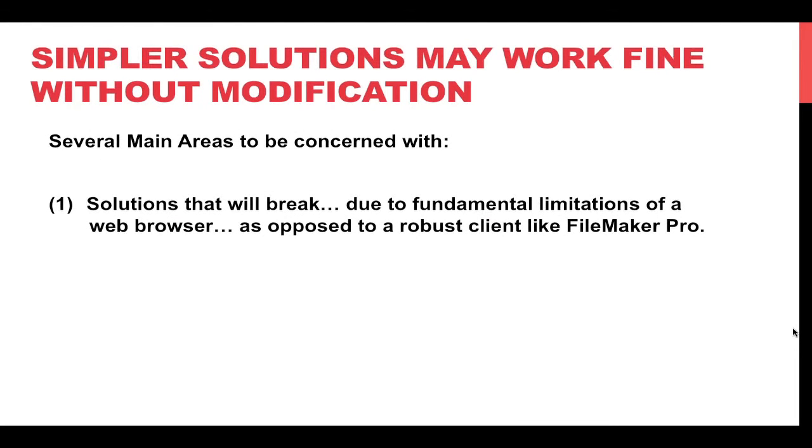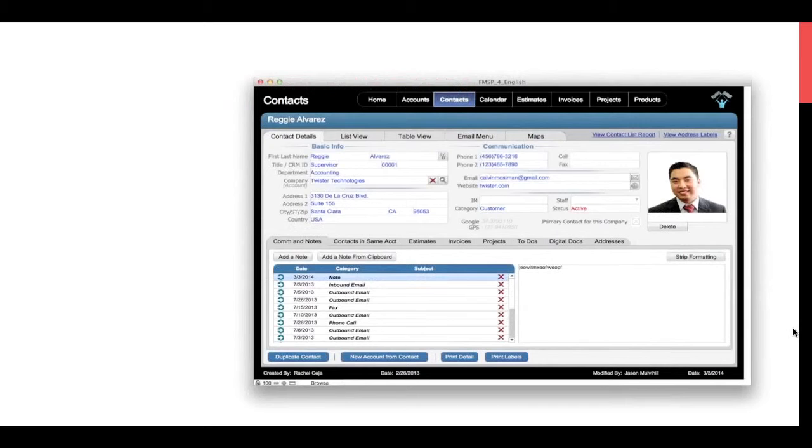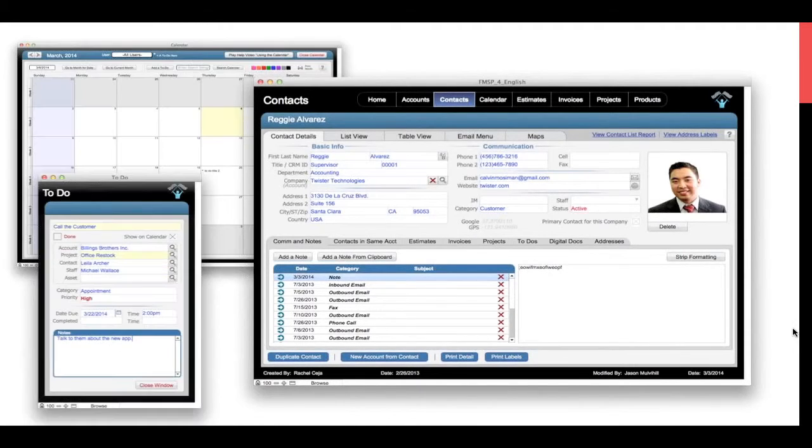First off, solutions that are going to break are generally going to break fundamentally because you're operating in a browser as opposed to a robust client like FileMaker. What do I mean by that? Classic example, if you're a FileMaker developer, you know that you can pop a window open and then pop another window open. In fact, if you have a multi-file solution, every file has its own dedicated window, right? So you have a window open like this, and then maybe another support window open, and maybe another support window open.